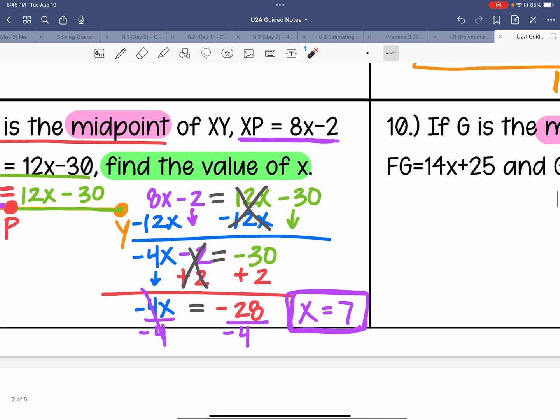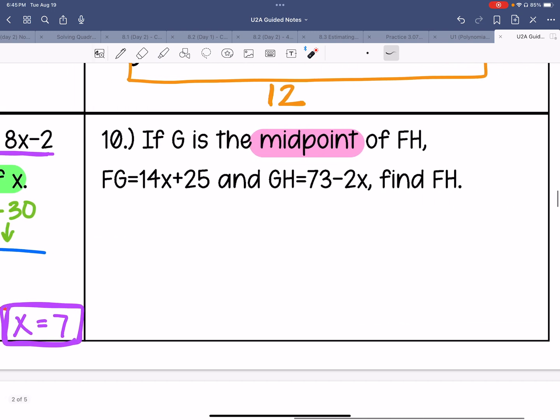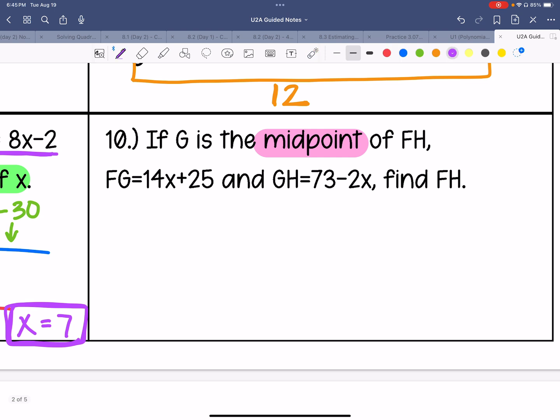All right, last problem here. Okay, again, we are not given a picture, but we are going to draw one. So we are told that G is the midpoint. So I have some segment here. And G is in the middle of that segment, and it's indicating that I have two equal parts. It is in the middle of F and H, so we are told that it's the midpoint of FH.